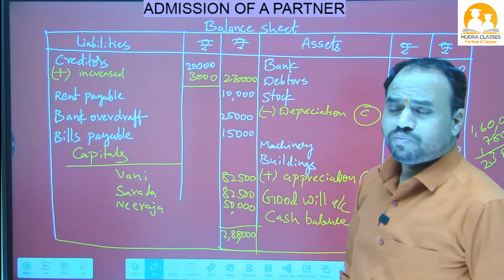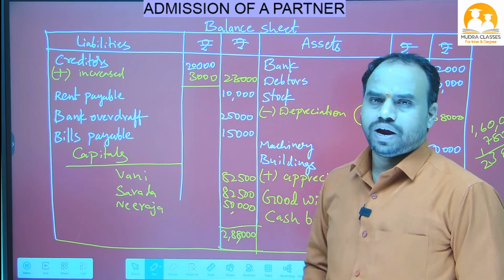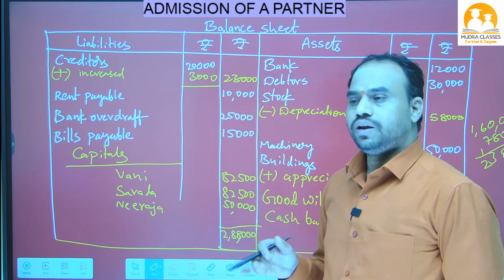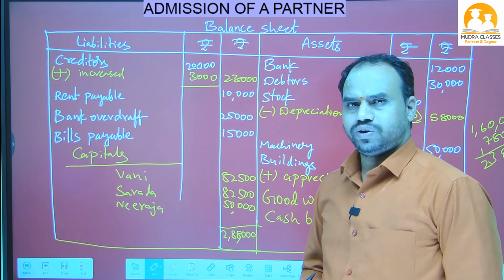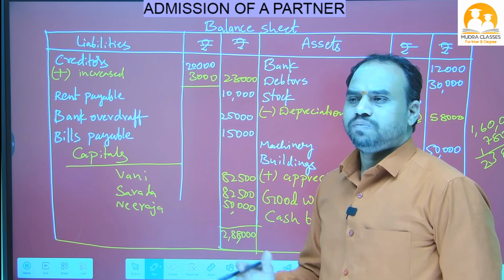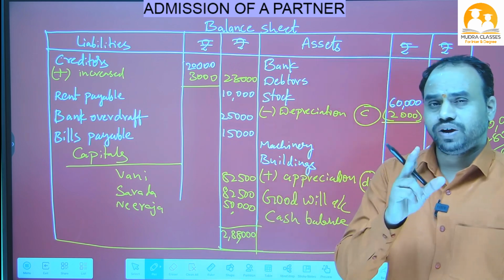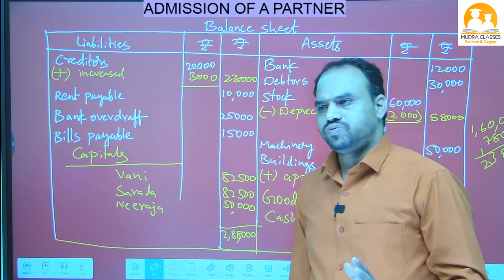Okay, so one more problem I have to explain in this chapter, that is the case 5 problem. In the next session I will explain the case 5 problem to you. With that, this admission of a partner chapter will finish. Compulsorily you will get one problem in the final exam for 20 marks. So do practice very well.